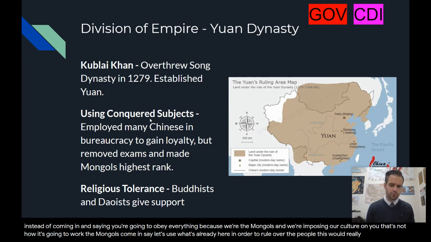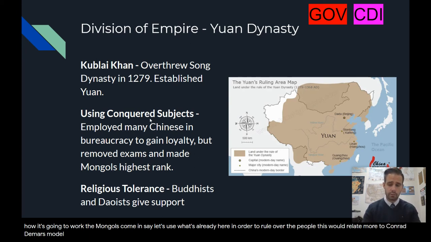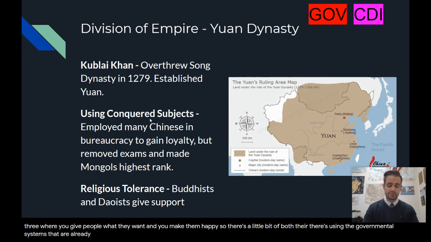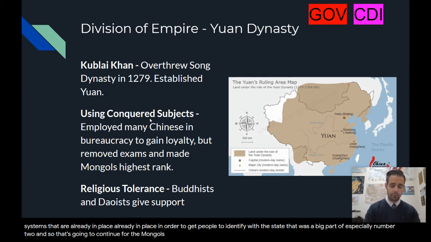This would relate more to Conrad Demar's model number 3, where we see that you try to get people to identify with the state. So like number 2, but then also number 3, where you give people what they want and you make them happy. So there's a little bit of both there. There's using the governmental systems that are already in place and the cultural and social systems that are already in place in order to get people to identify with the state. That was a big part of especially number 2. And so that's going to continue for the Mongols as well. They're going to use that.